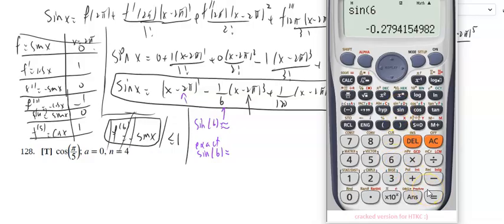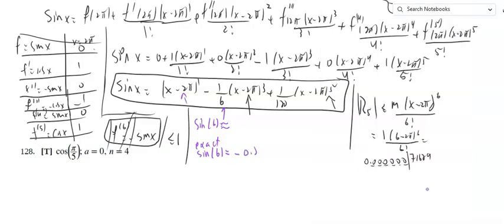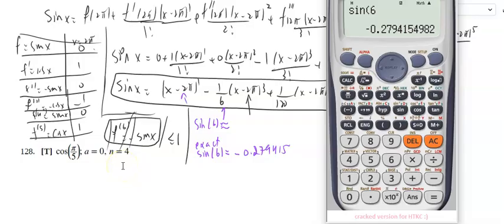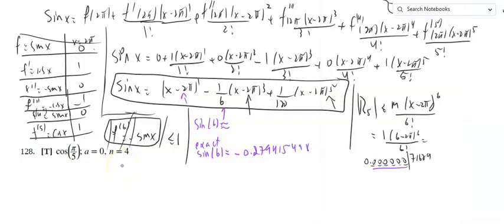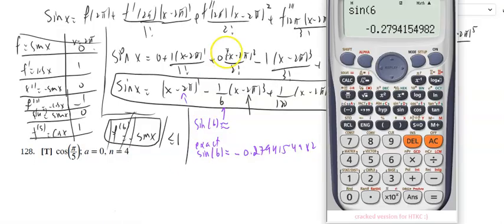I'm getting negative 0.279415. And since I know it's going to be accurate to 4 decimals, that's sufficient. If you want to copy more, you can. It doesn't really matter. 4982.